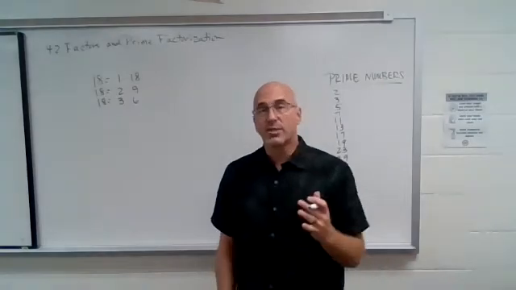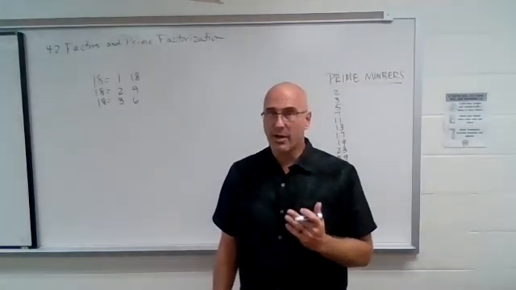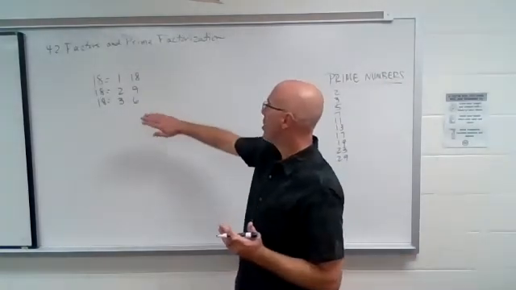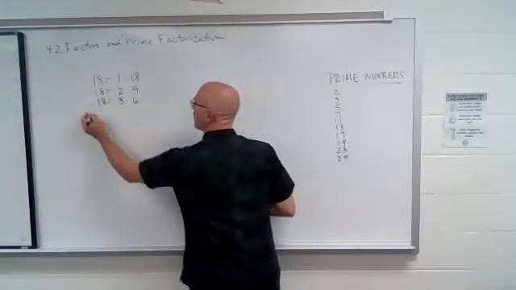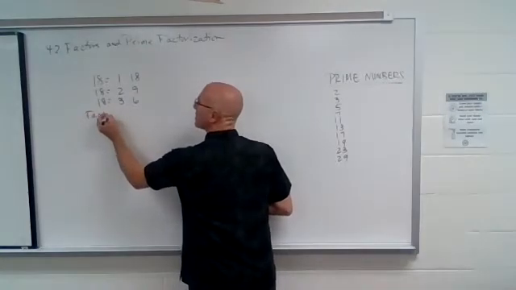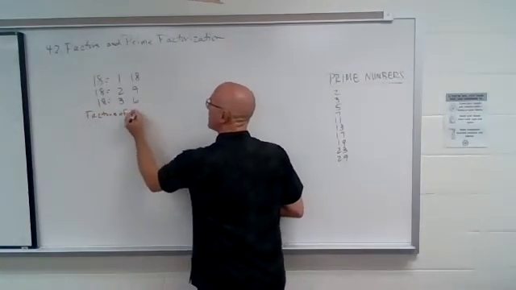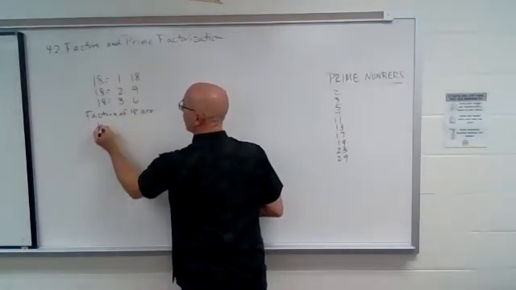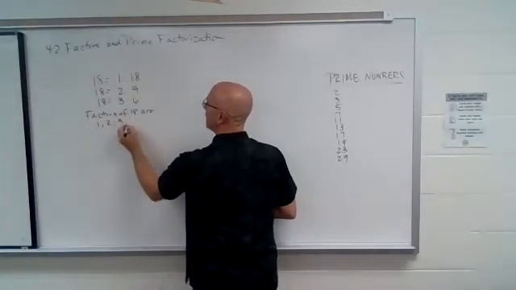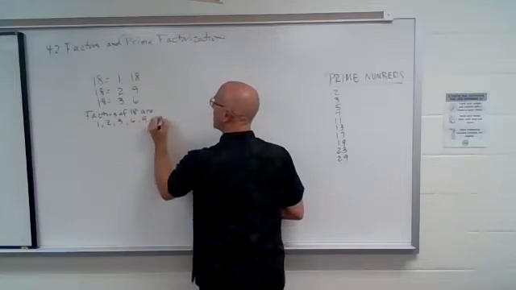So if we are asked to list all the factors of a number, we will list all of these, and we usually list them in order. So the factors of 18 are 1, 2, 3, 6, 9, 18.